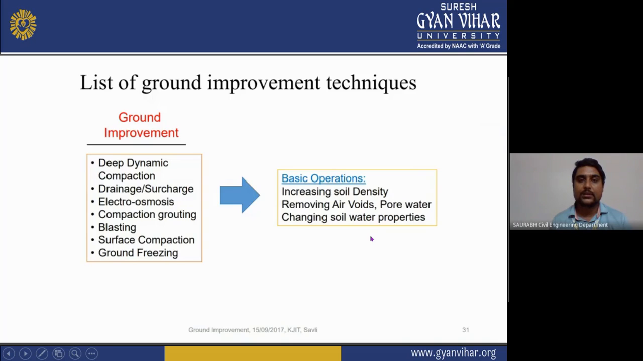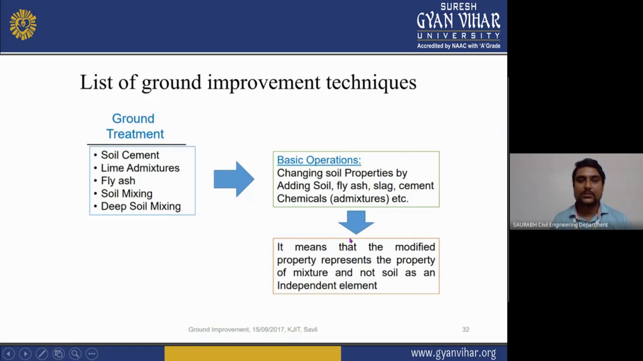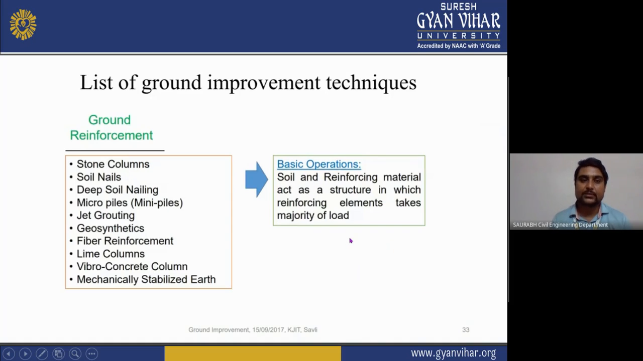Now we will see the list of ground improvement techniques. Ground improvement can be done by dynamic compaction. It can be done by drainage, surcharge, electro-osmosis, compaction grouting, blasting, surface compaction, and ground freezing. As you can see, it can increase the soil density by the removal of air voids or water, changing the soil water properties. So these are some basic techniques of soil improvement.